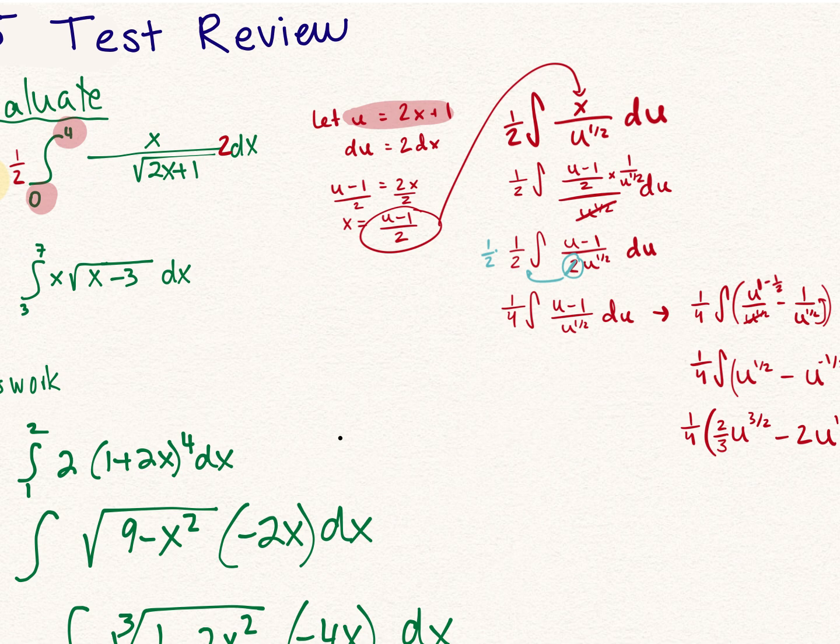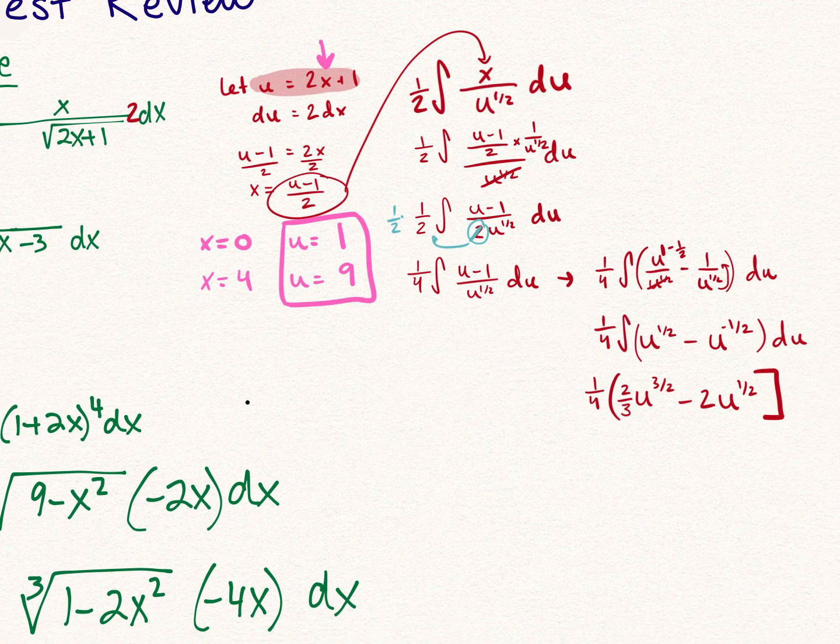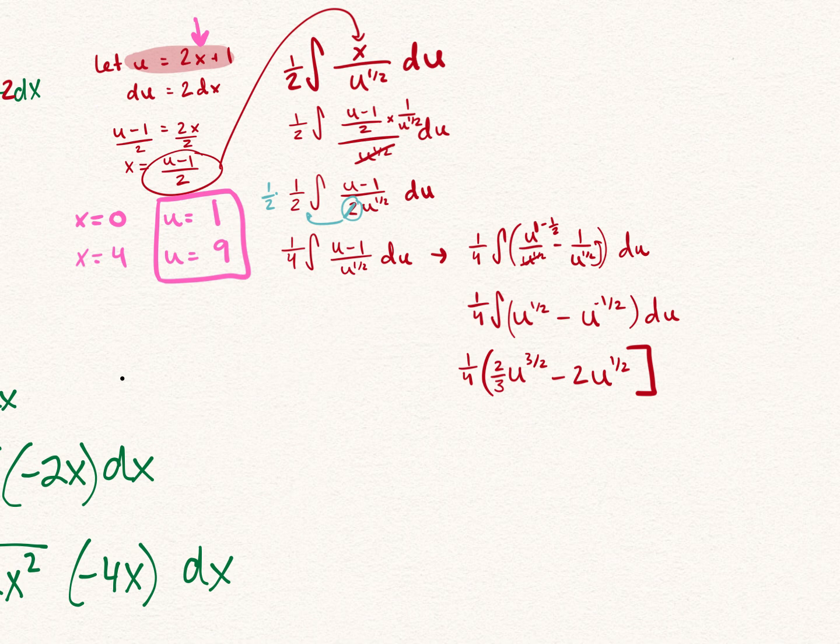So if we change these to be u values, I have x equals 0. So then u would equal, we plug 0 into the x here. So 0 times 2 plus 1 would be 1. We have x equals 4. So again, I plug 4 into my x here. And we get u equals what? 9. So these are my u values that I'm going to use here. That way I don't have to plug back in the x's. So my integral is from 1 to 9.